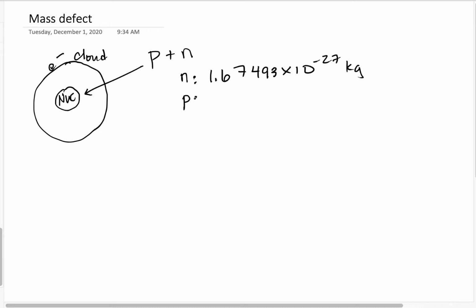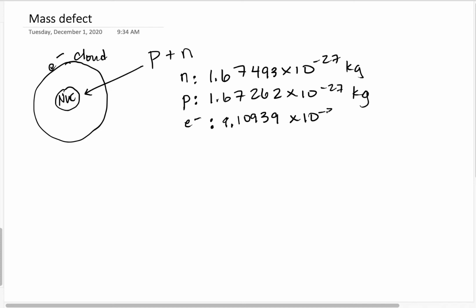And the proton is almost exactly the same, but a little bit smaller, 1.67262 times 10 to the minus 27 kilograms. And then an electron has an even smaller mass. It's about 1,000 times smaller, and that's 9.10939 times 10 to the minus 31 kilograms. Okay, so we've got our masses of all of these particles.